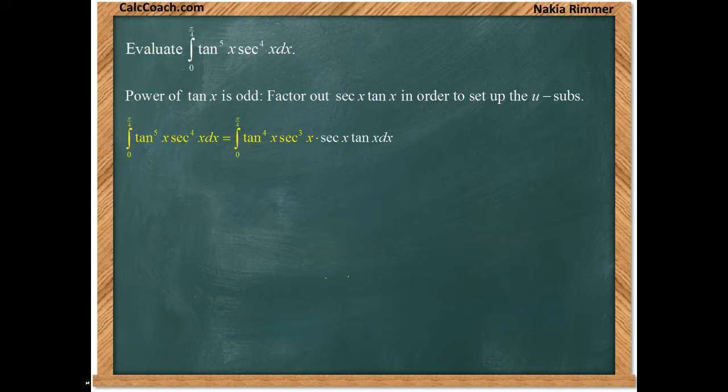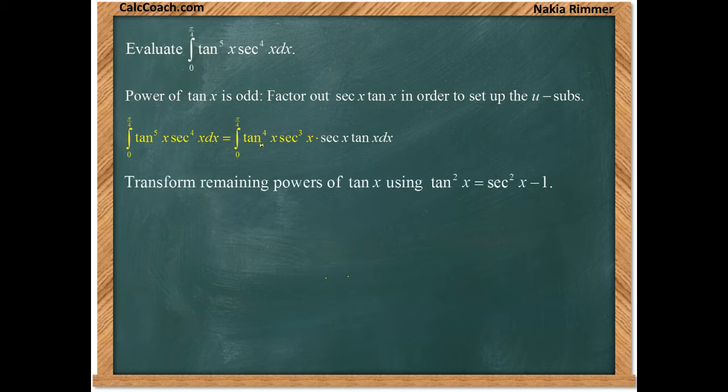It'll still leave us with 4 powers of tangent and 3 powers of secant. But we have factored out the secant tangent so that we can do a U substitution. The function that has secant tangent as its derivative is secant of x. So these secant cubes will stay, but these 4 powers of tangent need to be transformed into powers of secant so that we can set up our U substitution. So the identity that helps you do that is that tan squared x is equal to secant squared x minus 1.